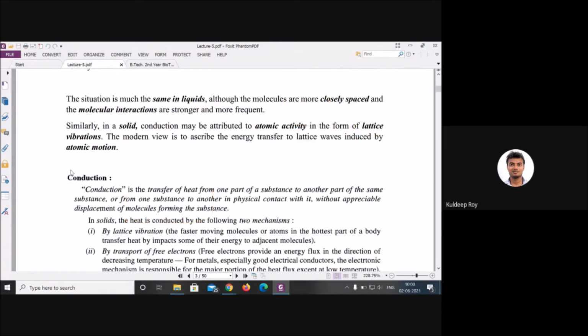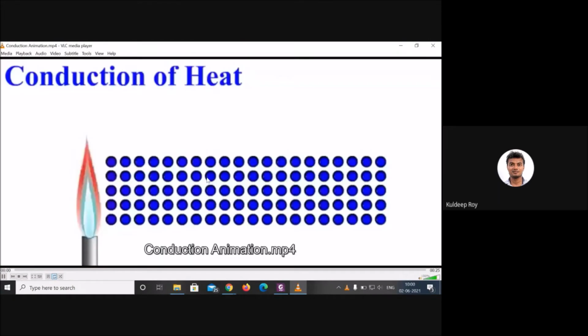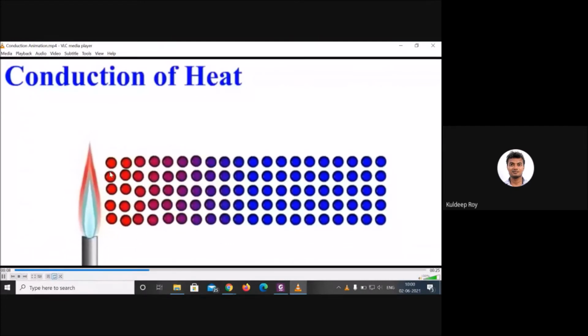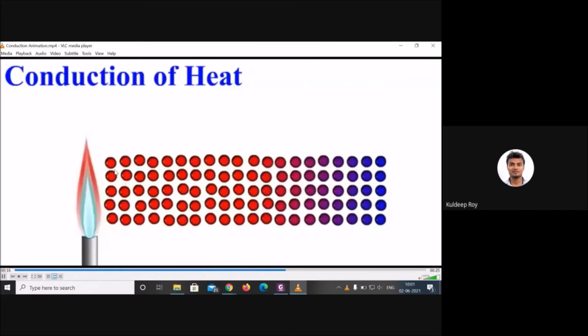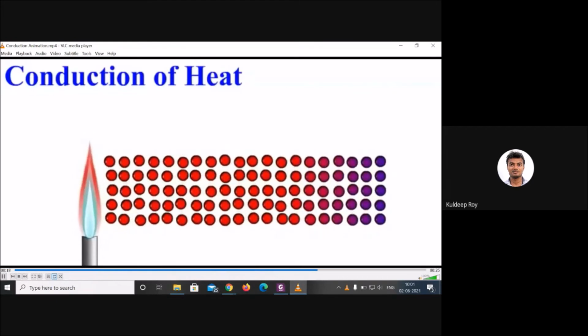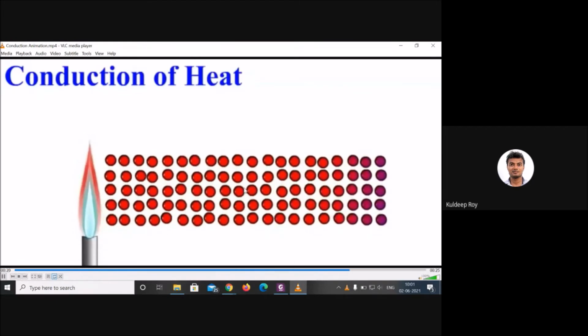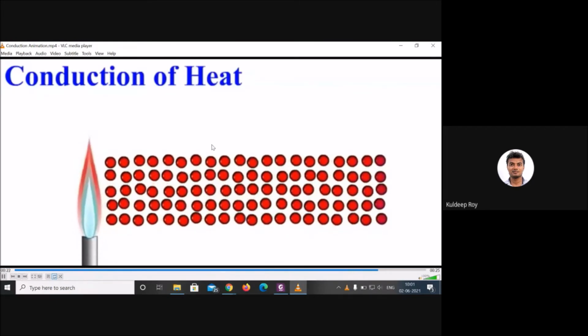Let me show one video. Now see what we are saying. This is any kind of heat. Now you can see all the molecules are in vibration, and when they absorb heat from any kind of heated source, you can see there is a lot of vibration. This is called the lattice vibration, and all the heat will transfer from this direction to this direction.